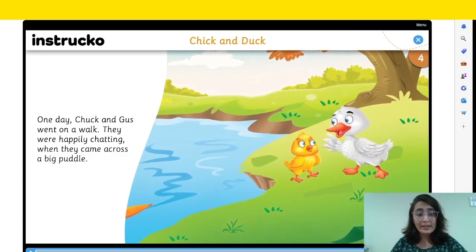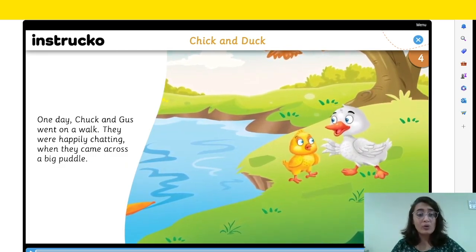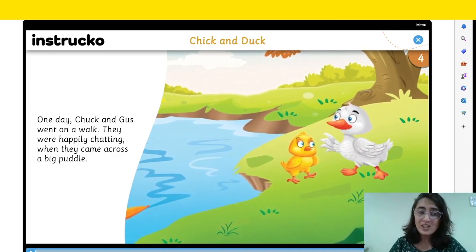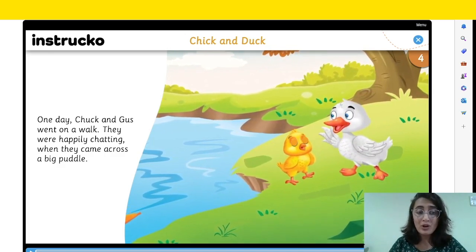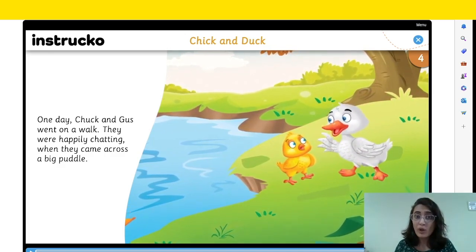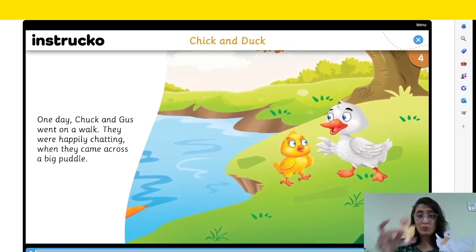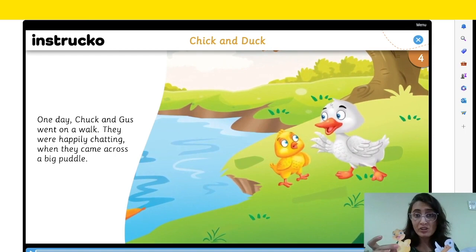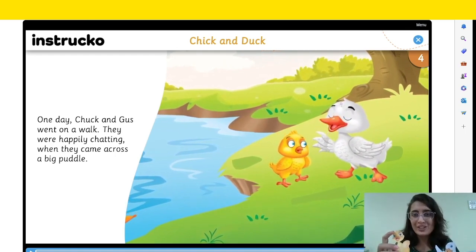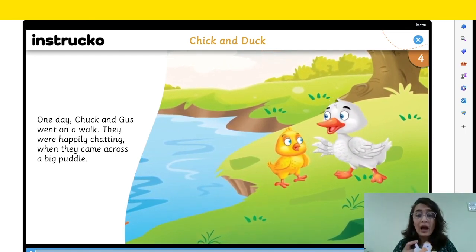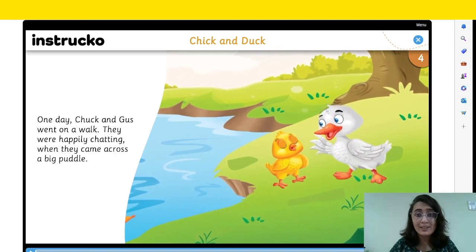So one day Chuck and Gus went on a walk. They were happily chatting when they came across a big puddle of water. Now, if they go into the water, they are going to get drenched and they don't want to get drenched. Okay. So let's see how Chuck and Gus will cross the puddle.